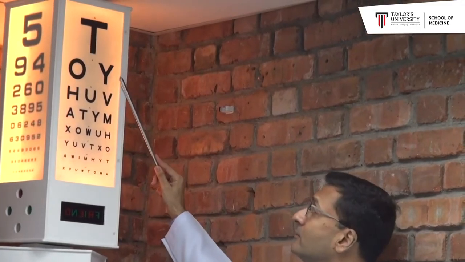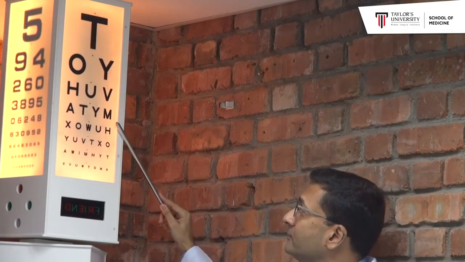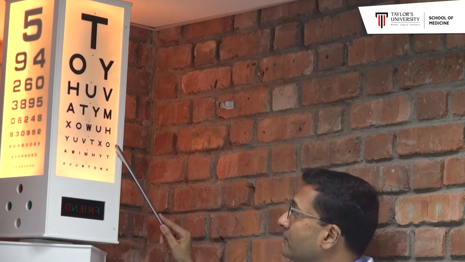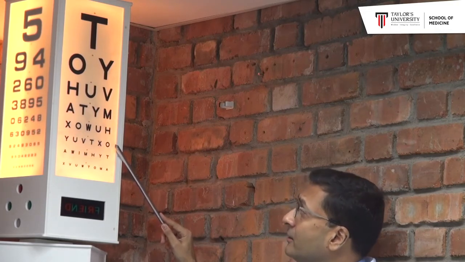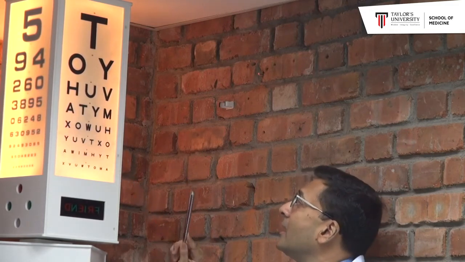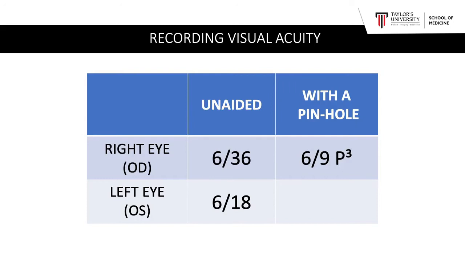T, O, Y, H, U, V, A, T, Y, M, X, O, W, U, H. The first 2 letters unable to read, V, T, X, and unable to read. So in her right eye, while using the pinhole, she is able to read the 6/9 line partially, and I see that she can see actually just 3 of the alphabets. So I record the visual acuity as 6/9 partial.